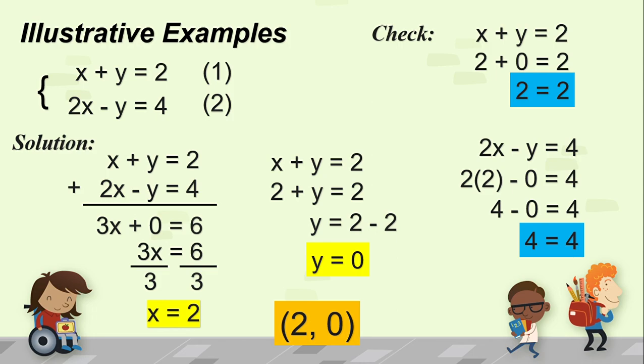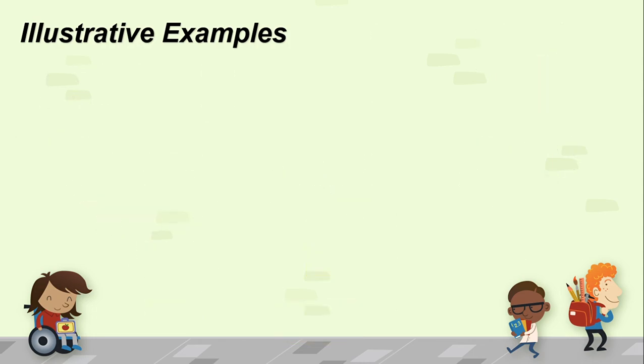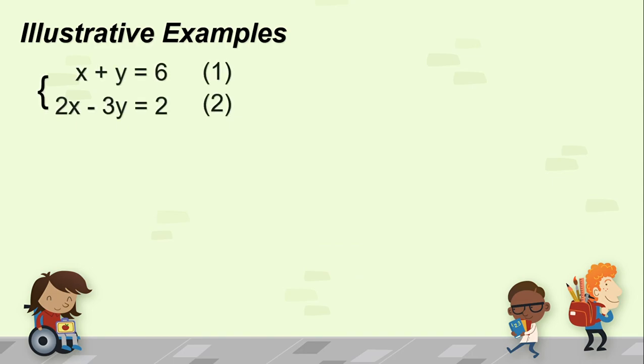Next, for our third example, let's solve the system x plus y is equal to 6, which is our first equation, and 2x minus 3y is equal to 2, which is our second equation. So for our solution, to eliminate one of the variables, x or y for example, let's multiply both sides of the first equation by 3.